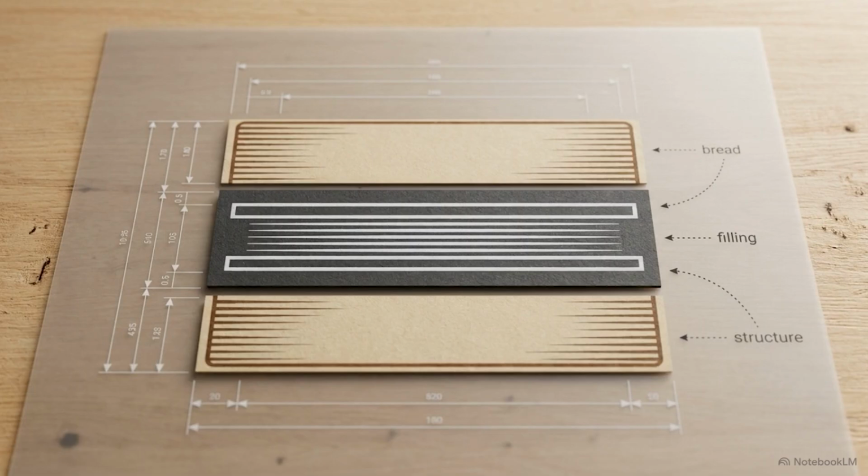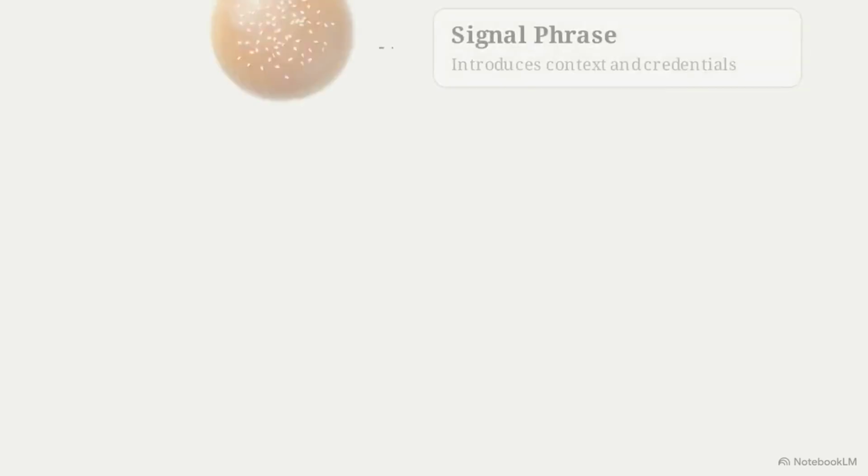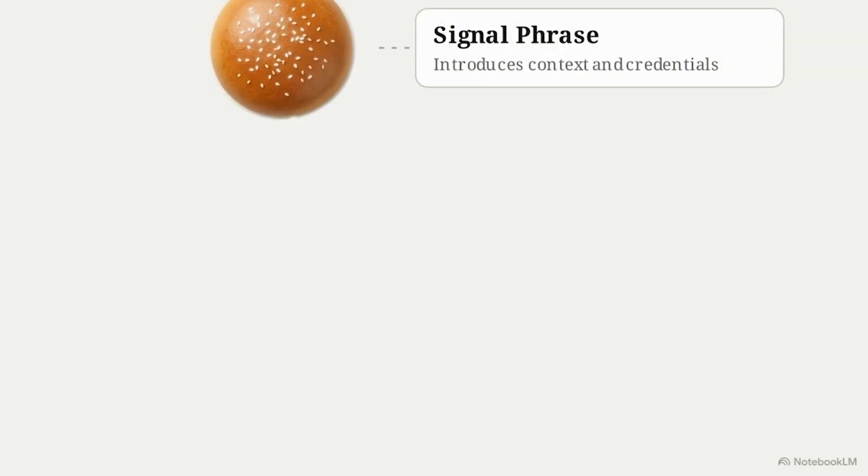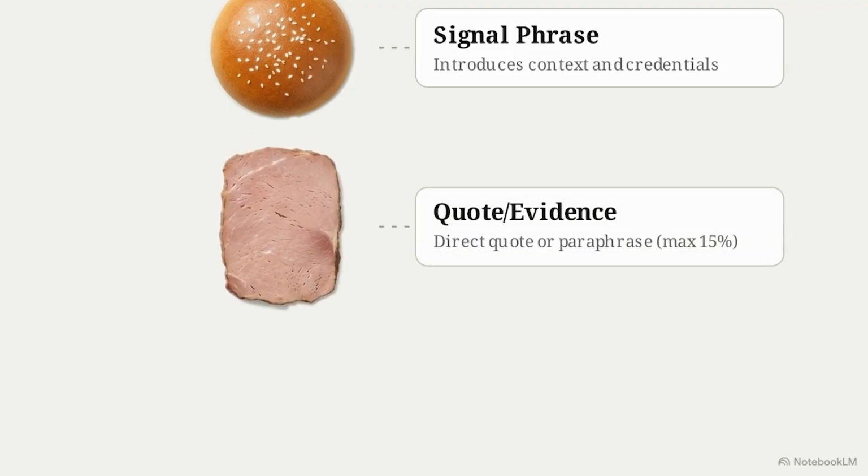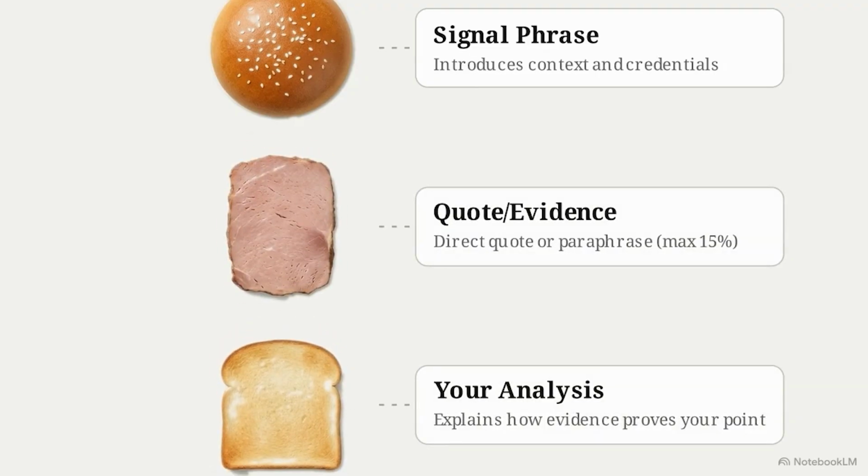Integrating a massive block of text requires a logical framework to ensure your own voice isn't drowned out by the source material. We do this using a structure called the quote sandwich. Here is how you build it. The top piece of bread is your signal phrase, introducing the context. The meat is the quote itself. Finally, the bottom piece is your analysis, explaining how the evidence proves your point.